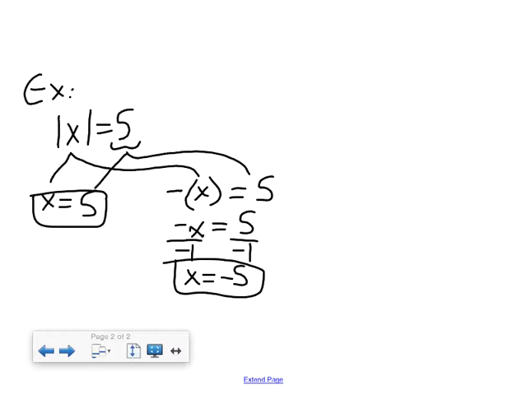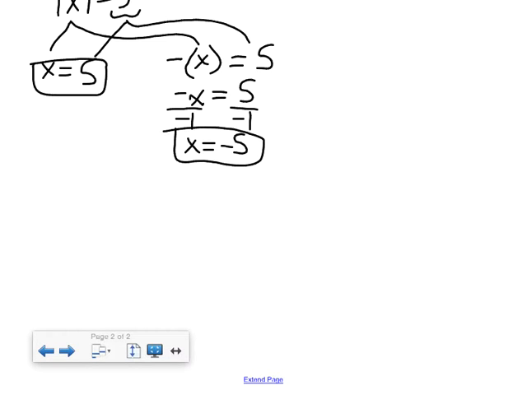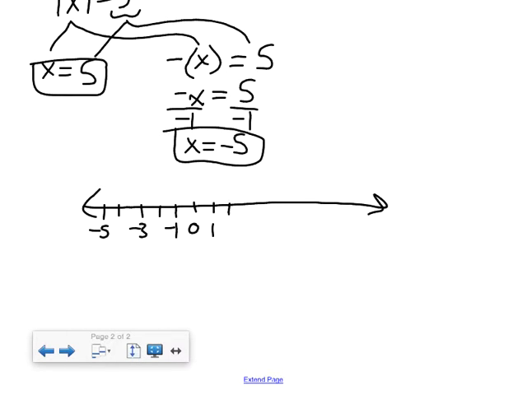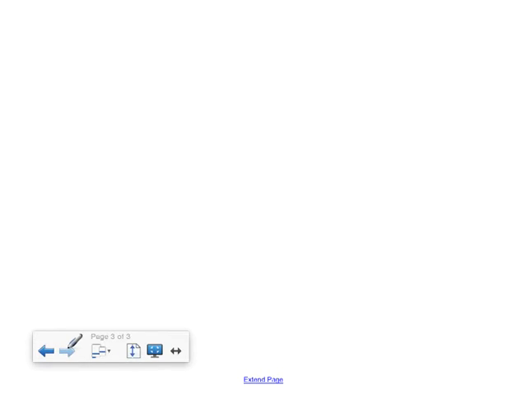When we solve these absolute value equations, we're going to be putting our solutions on a number line. And this will be handy when we start solving inequalities in the next lesson. So I'm just going to quickly make a number line here. So this would be 0. Okay, and I just have to make sure negative 5 and 5 are on here. And since those are my solutions, I would have a dot at negative 5 and a dot at 5.